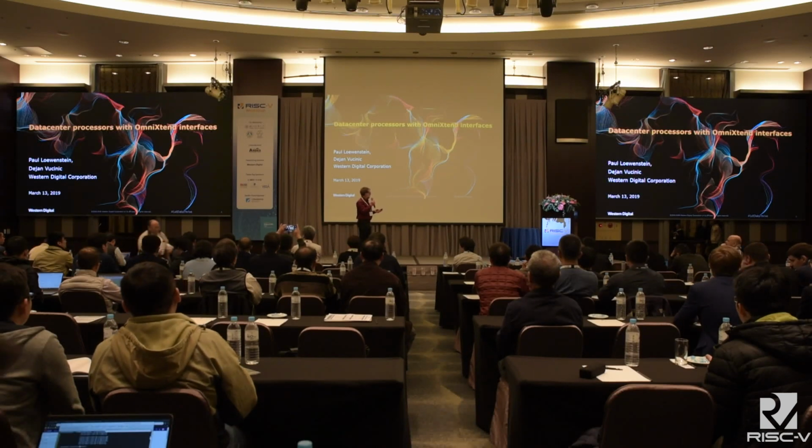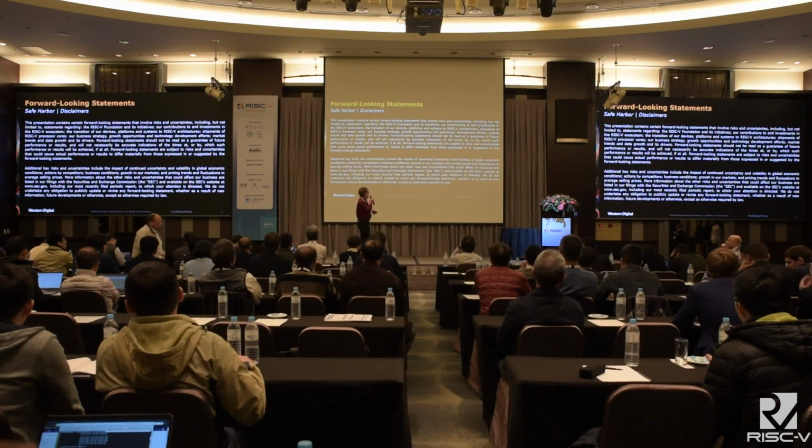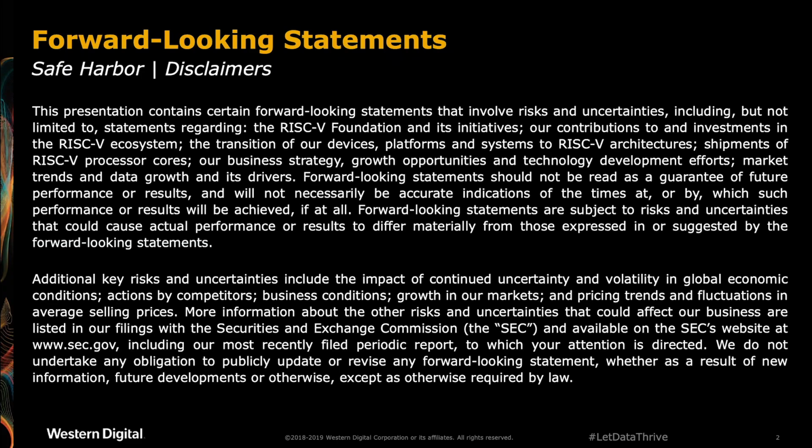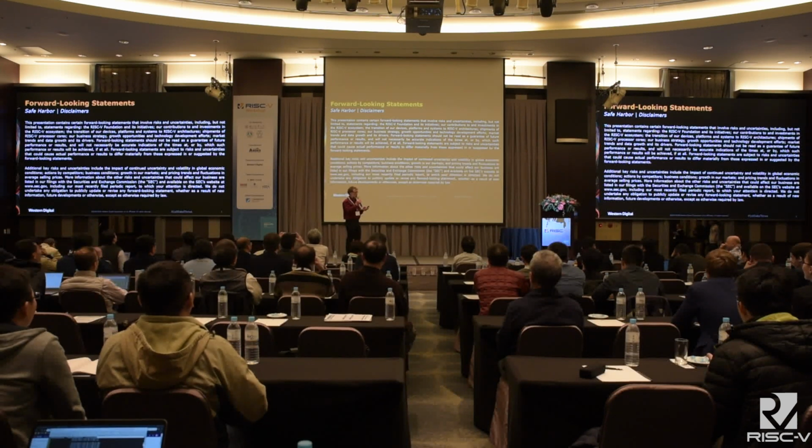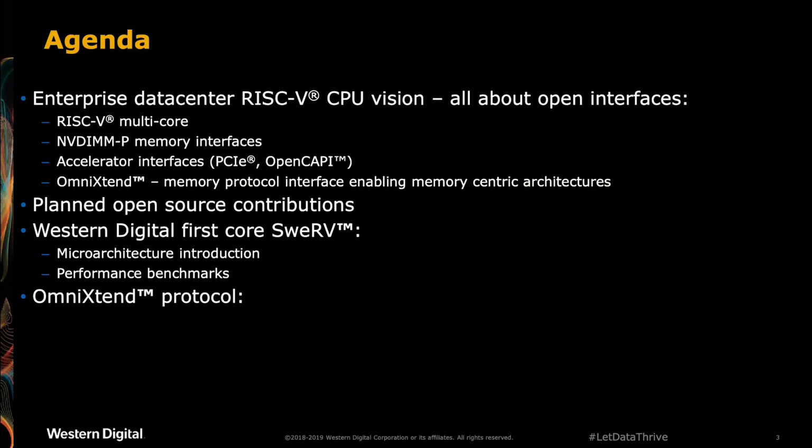The first slide, which you have to read in detail, is basically saying these are intentions but not promises. The enterprise data center is all about open interfaces. It's not just OpenISA. It's other features of the processing system that need to be open as well. This is talking about making a cache coherent interface open.